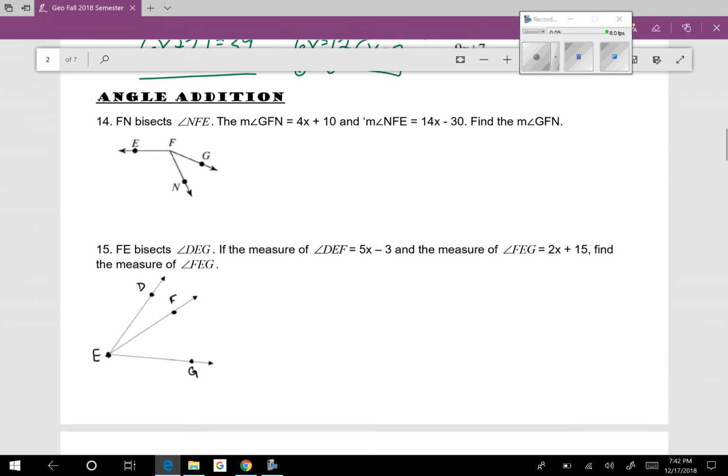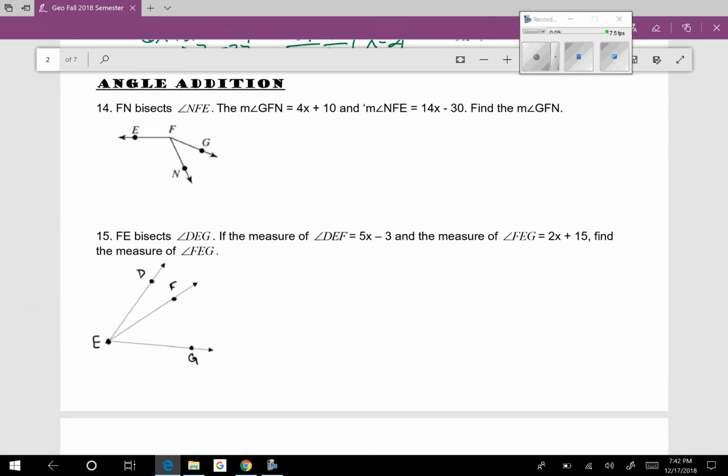Okay, number 15 is angle addition. So it says here FE bisects angle DEG. So this line in the middle has cut this angle into 2 equal parts. So DEF is equal to FEG. So this 5x minus 3, which is DEF, is equal to FEG, which is 2x plus 15. And we need to find the measure of angle FEG. And in order to do that, we have to first find x.